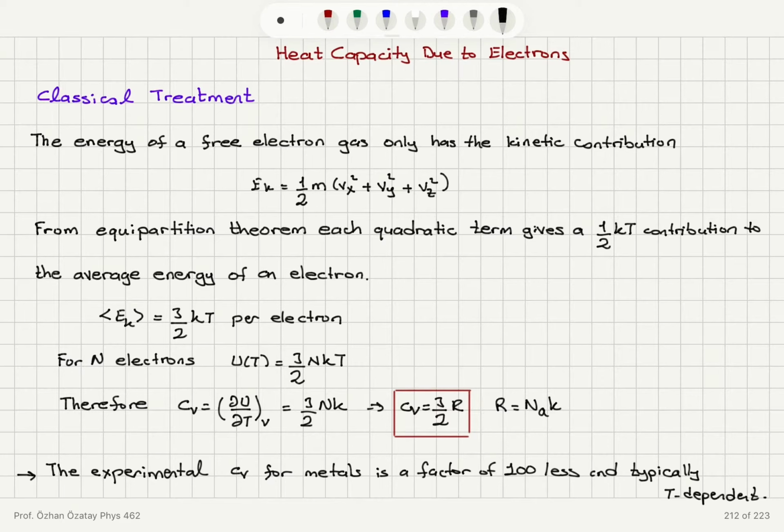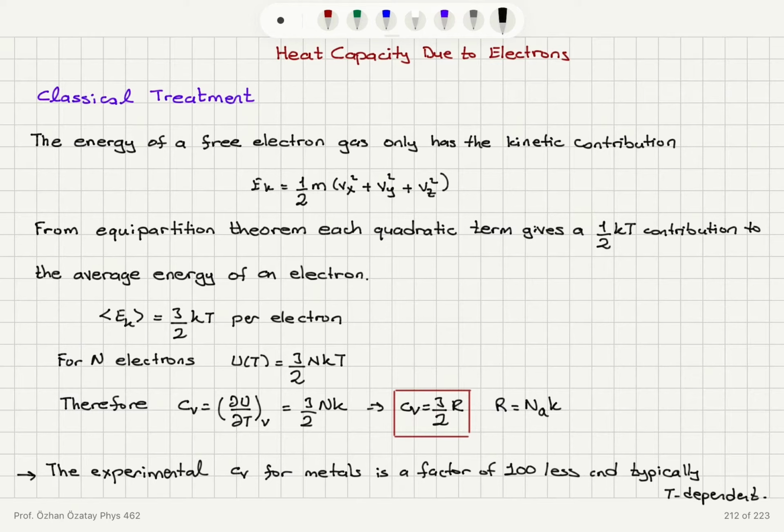squared plus vz squared). Now we have 3 quadratic terms in this energy, 3 degrees of freedom, and the equipartition theorem tells us that each independent degree of freedom that gives us a quadratic term in the energy basically contributes 1/2 Boltzmann constant times temperature to the average energy. So because we have 3 quadratic terms, it will be 3/2 kT per electron. That's the average kinetic energy at temperature T.